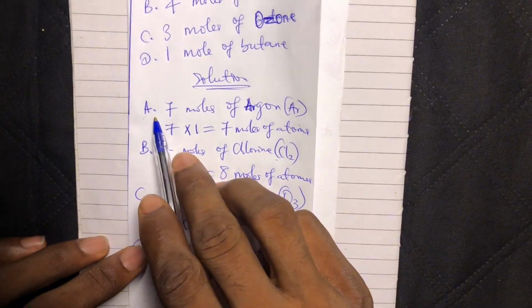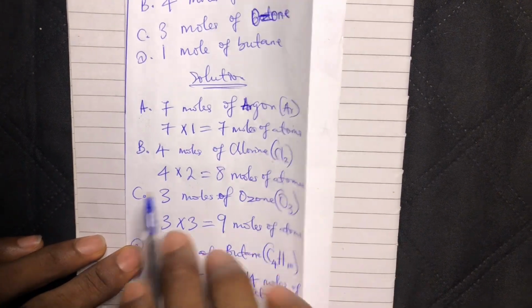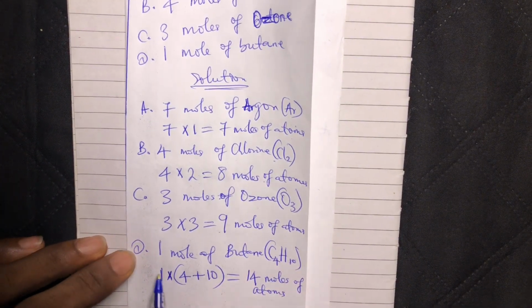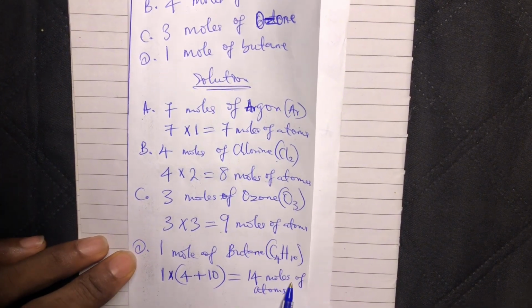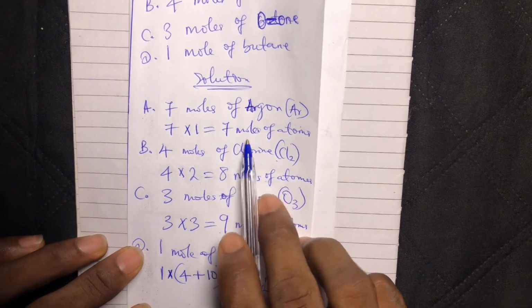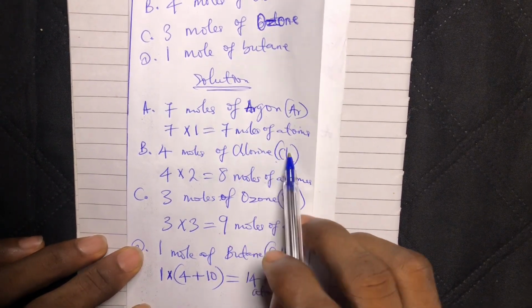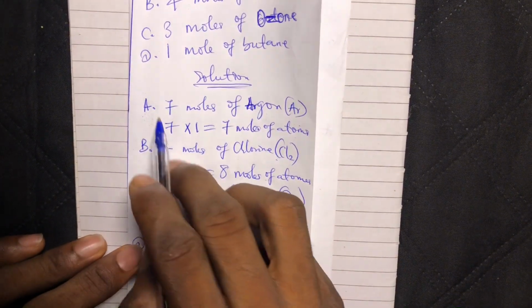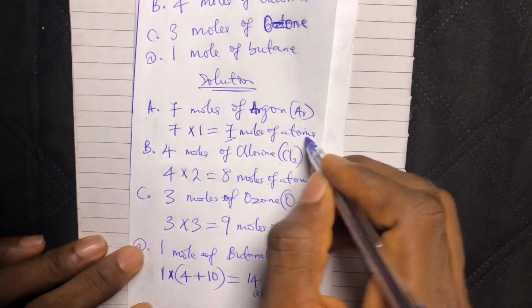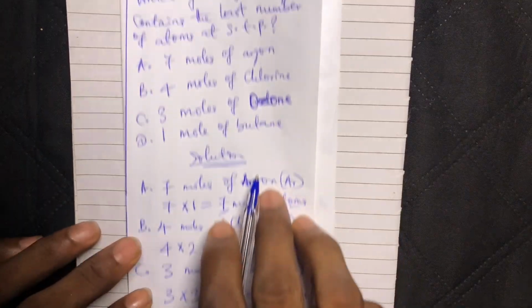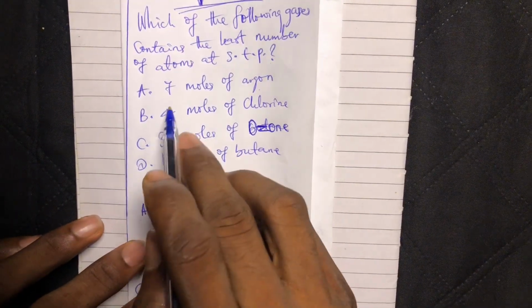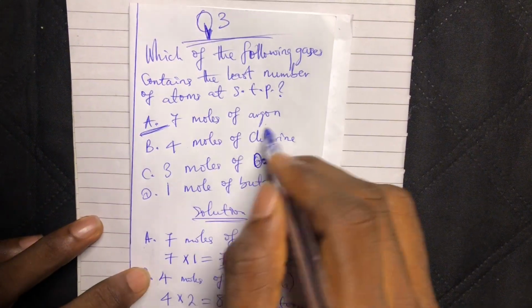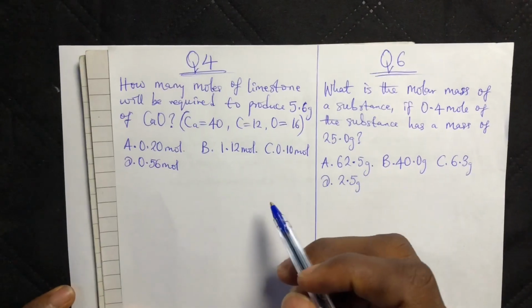All right, now look through this solving. Option A is 7 moles of atoms. Option B is 8 moles. Option C is 9 moles. And then option D is 14 moles. So which among these options has the least number of atoms? You are going to see that the one that has the least number of atoms is option A, which is 7 moles of atoms. So for that reason, the correct option for this particular question is option A, which is 7 moles of argon.